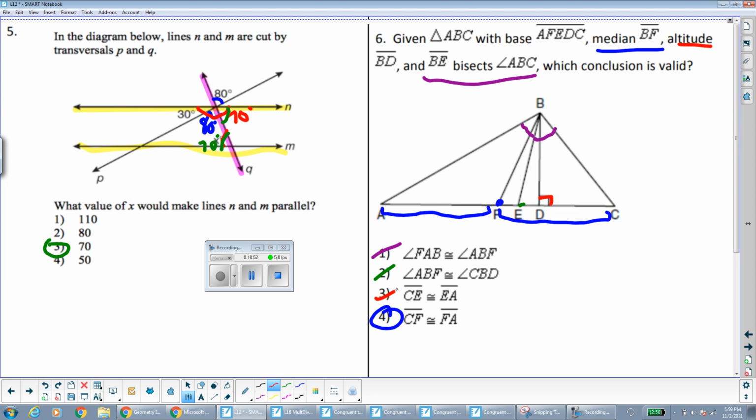Okay? That brings us to answer choice 4. CF is congruent to FA, from midpoint to endpoint, from midpoint to endpoint are congruent to each other. Okay, let's move it forward.